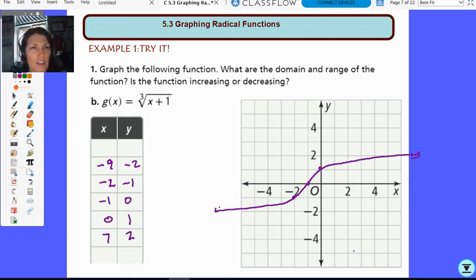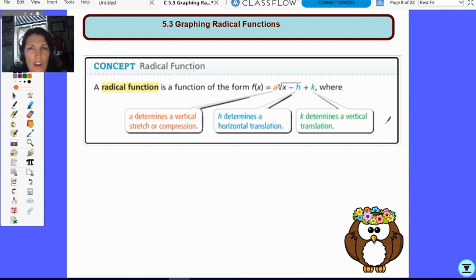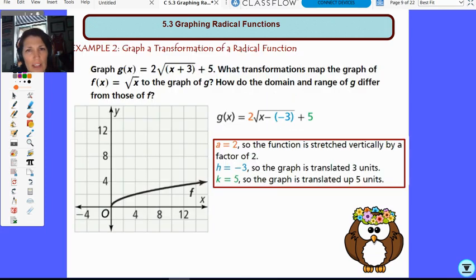Okay? So now that we know what that looks like, we can realize that, hey, all of those stretches and shifts and so forth are just the same in our radical function. So h determines our left and right, k determines our up and down, and this determines our vertical stretch. Okay? So let's apply that to a couple of these guys now.